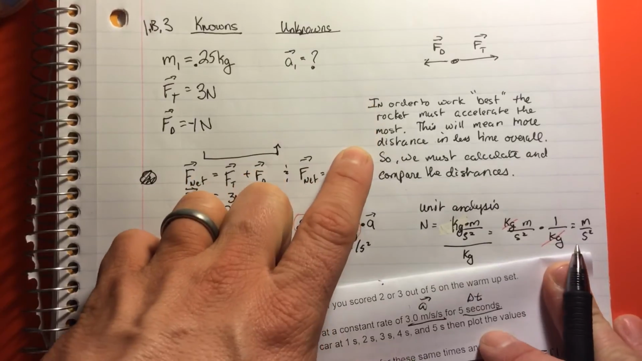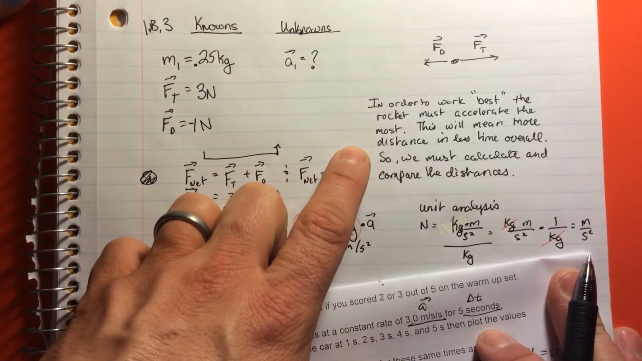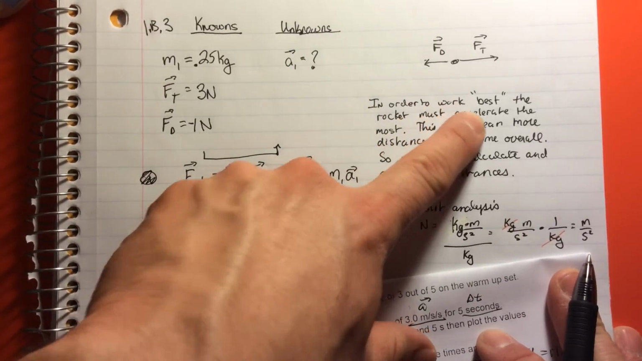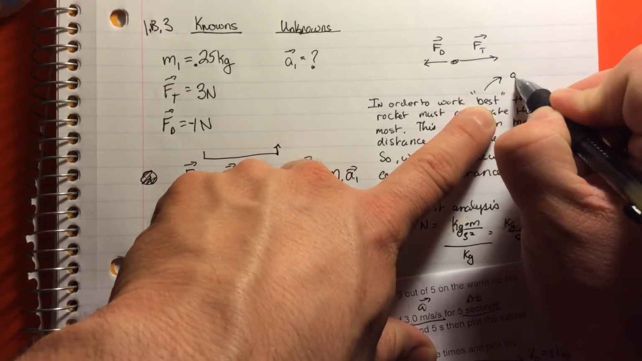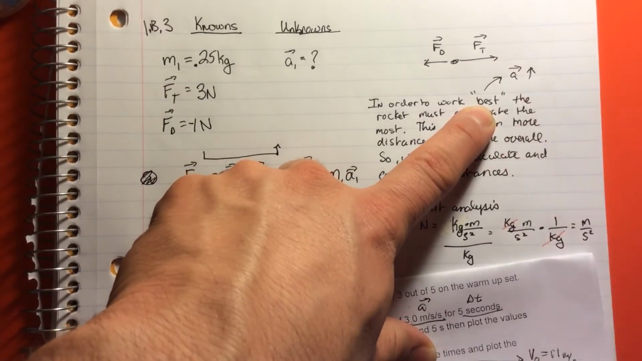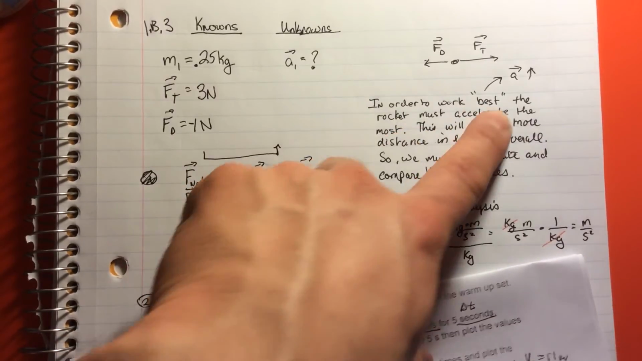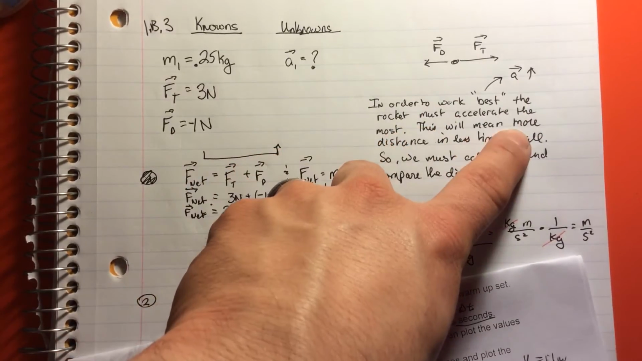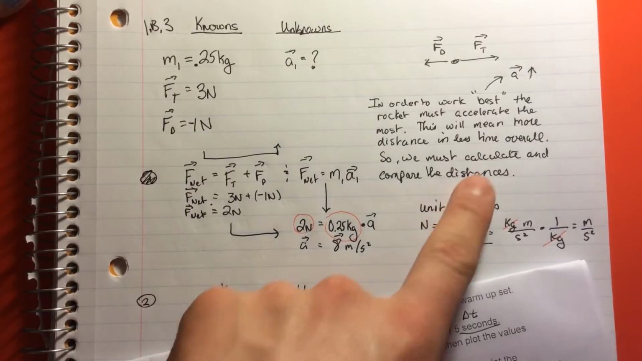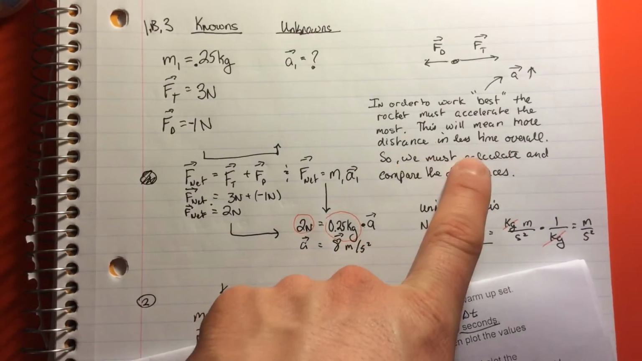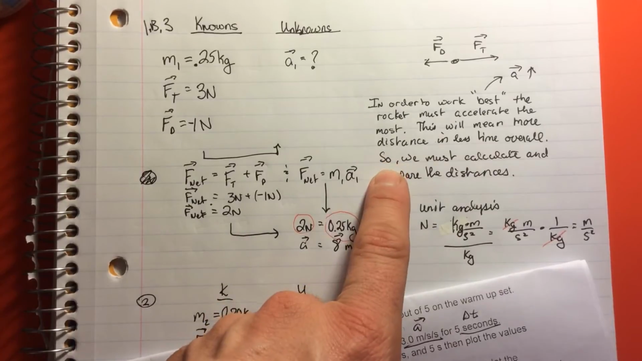So there's a couple of conditions we sought out to make it what's the best. In this case, best is the same as the highest acceleration. Alright? With the high acceleration, you can get further, faster. In order to work best, the rocket must accelerate the most. This will mean more distance in less time, as I wrote here.